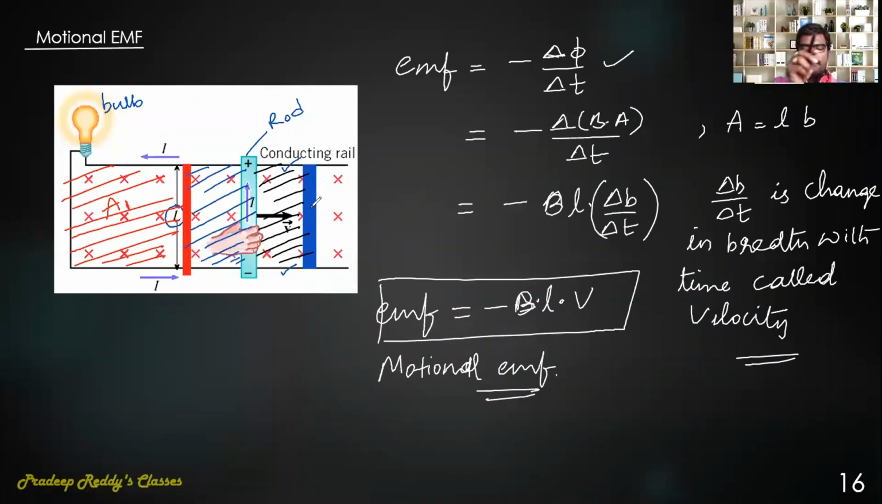Therefore, as the area of cross section is undergoing change, the magnetic flux linked with that coil would undergo change. As magnetic flux linked with that coil is changing, it will produce some EMF in the circuit, and that EMF is produced due to motion of the rod on the conducting rails. That is the reason why it is called motional EMF, and the motional EMF of the conductor is simply given by this equation: EMF is equal to minus BLV.